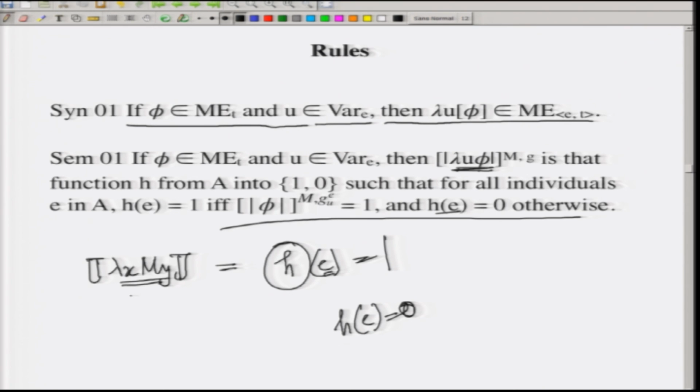As I said, lambda is a binder, a quantifier, and it creates this situation. So although this is not syntactically banned, it is useless.